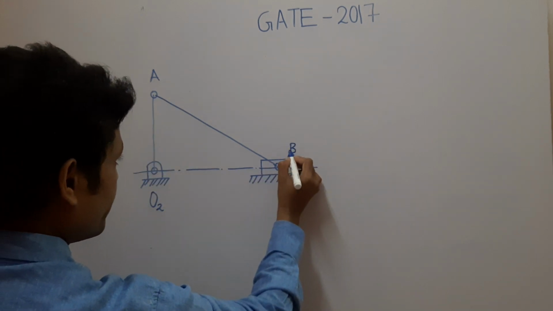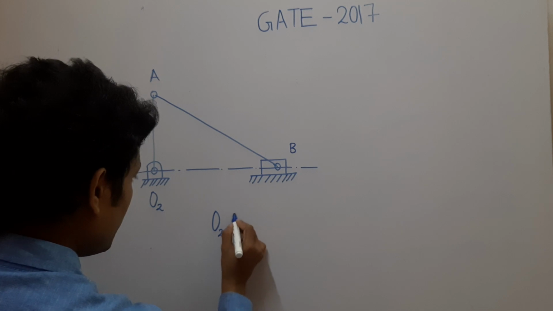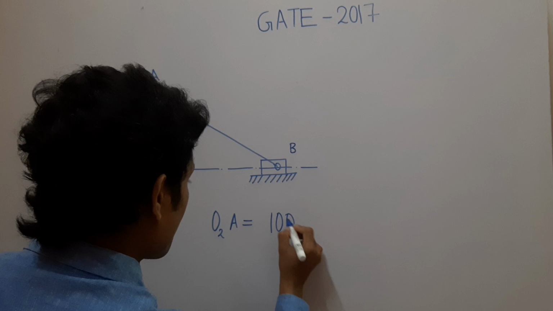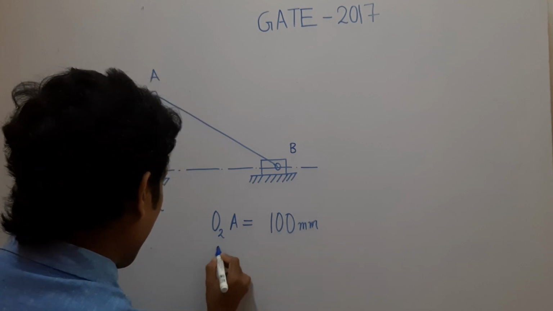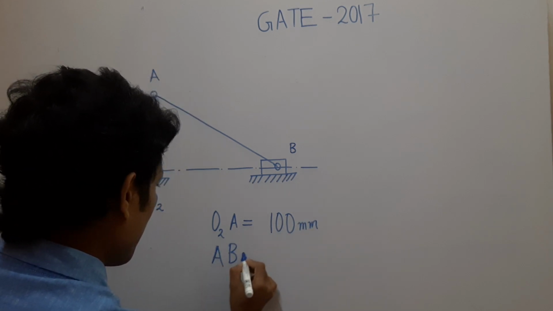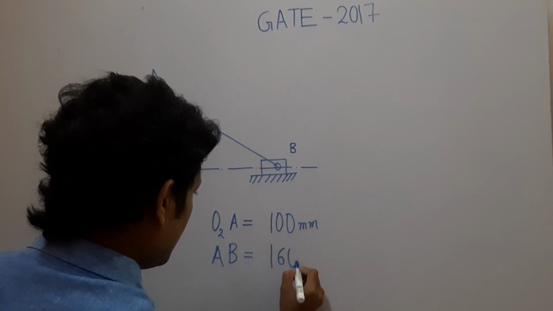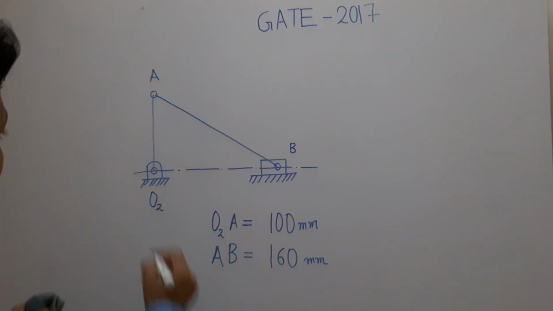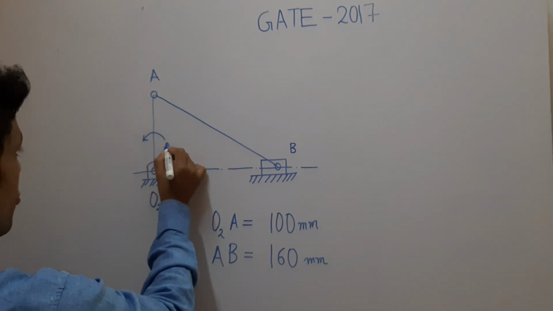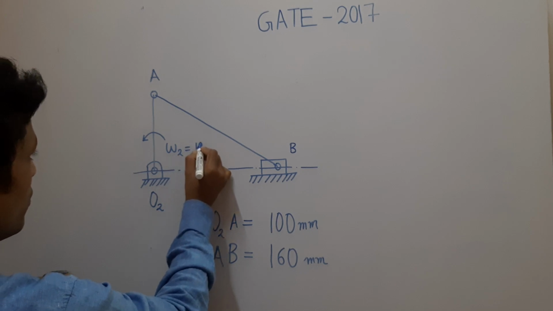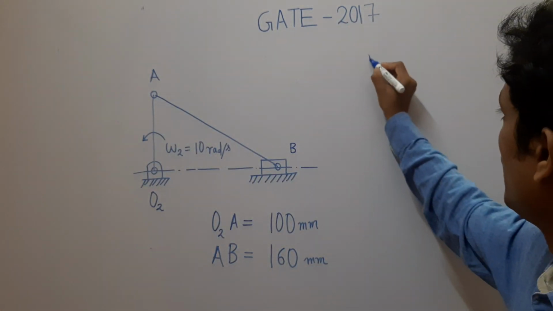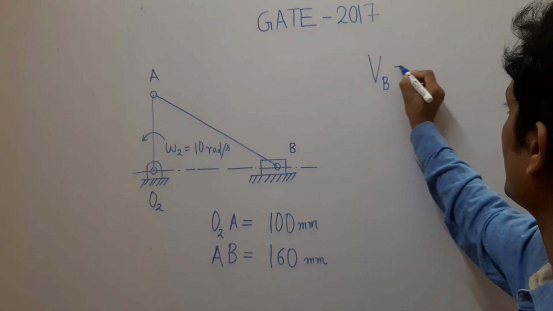O2A, AB. O2A is what? O2A is here 100 mm and AB is 160 mm, and omega 2 is equal to 10 radian per second. Here also you have to find the sliding velocity of the slider, that is Vb.